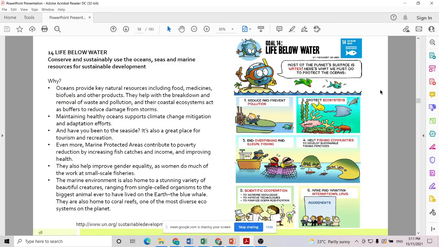And then number 14, we have life below water, that we are mentioning about the aquatic. Conserve and sustainably use the ocean, seas and marine resources for sustainable development. So it's not only siakap. So many other aqua life need to be preserved. Siakap sekarang yang paling popular.